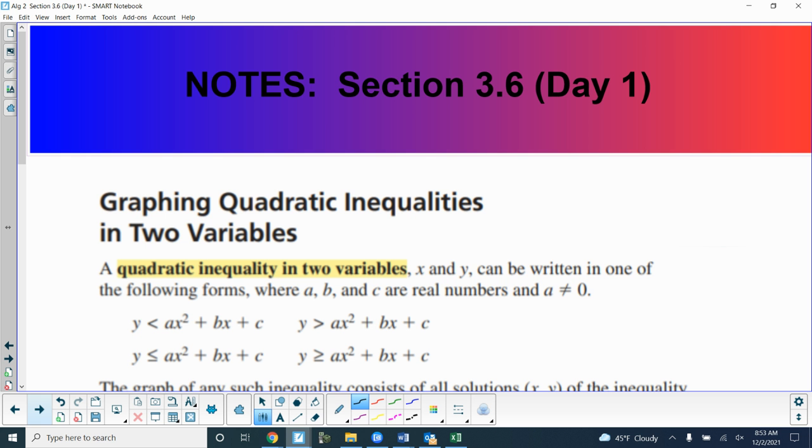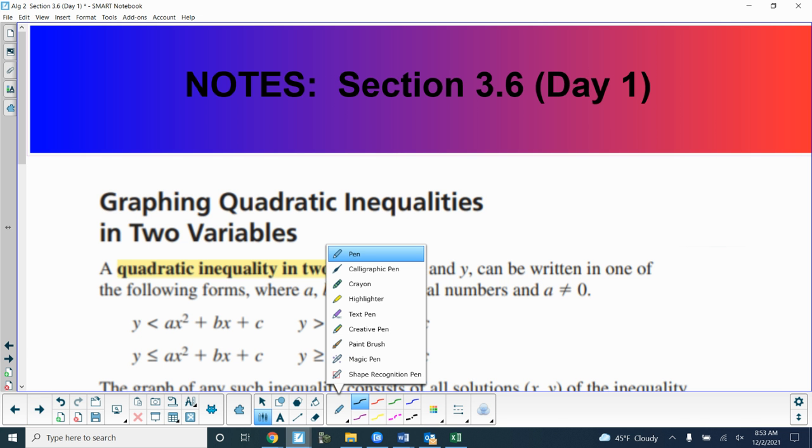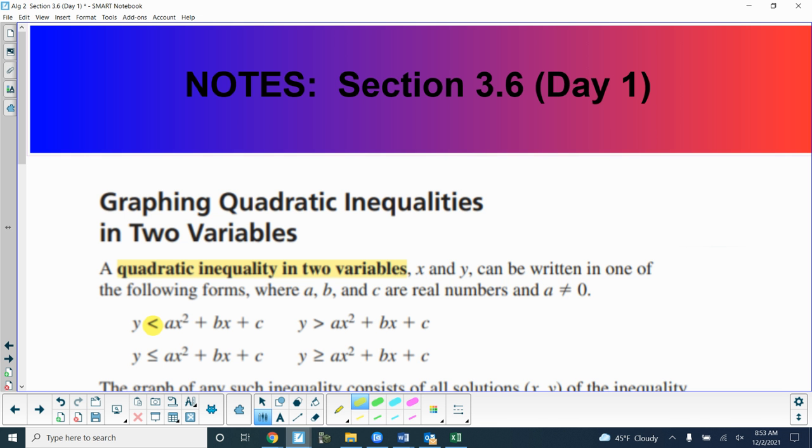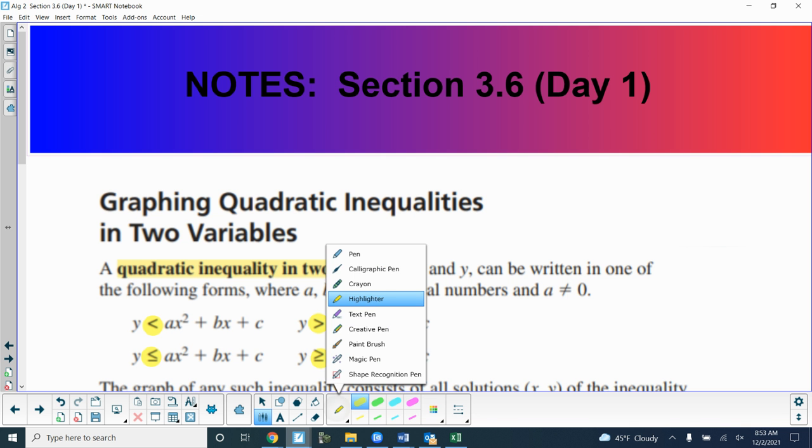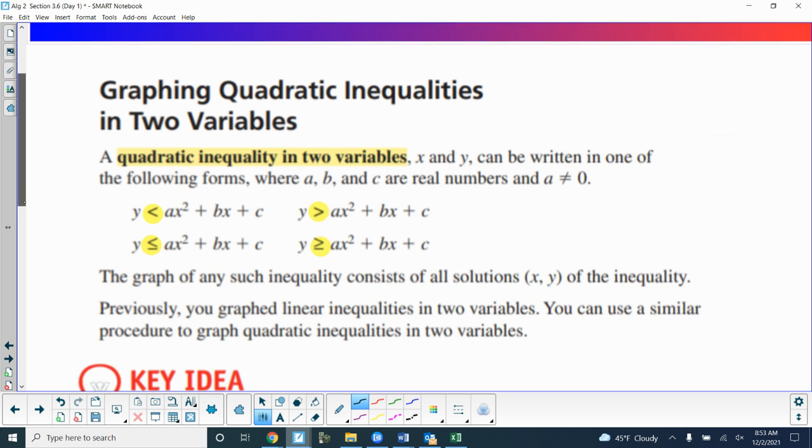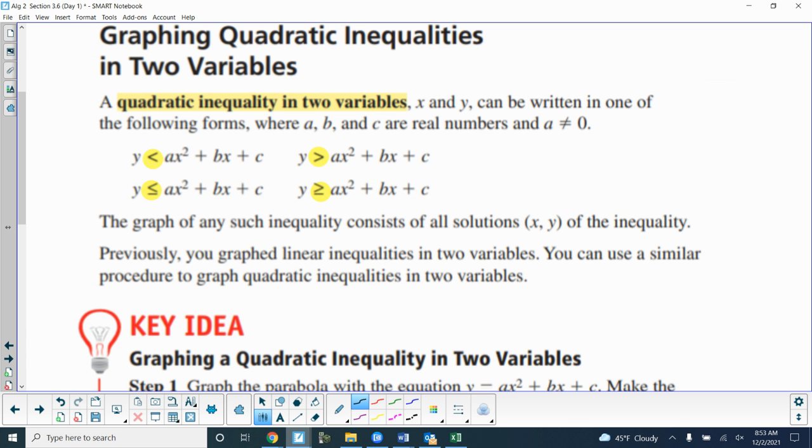Okay. Today, we're graphing quadratic inequalities. Inequalities mean we got the less than, greater than stuff. Less than or greater than, less than or equal to, greater than or equal to. Okay, so a quadratic inequality of two variables x and y can be written in one of the following forms. The graph of any such inequality consists of all solutions, x and y, all points of the inequality. It says previously you graphed linear inequalities in two variables. You can use a similar procedure to graph quadratic inequalities in two variables.